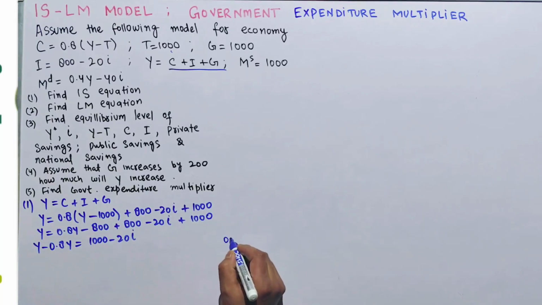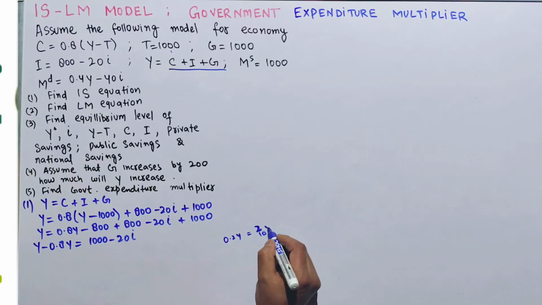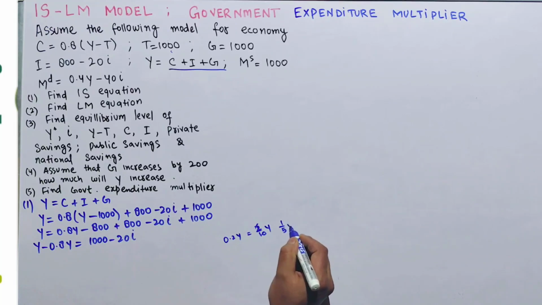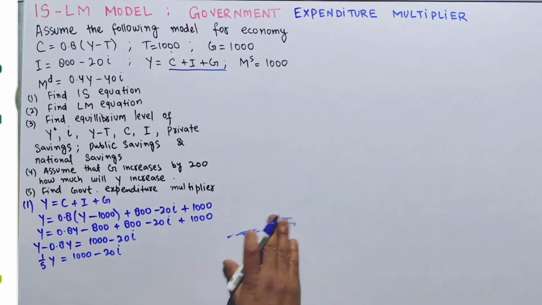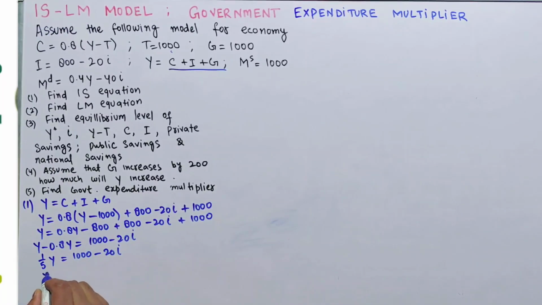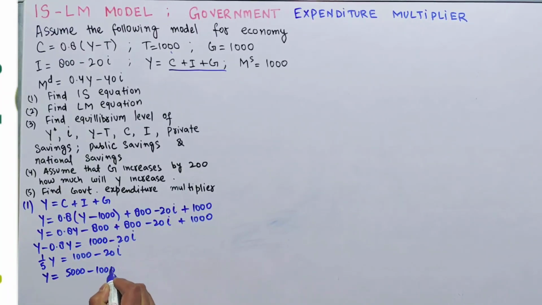Okay, so we will get 0.2y, which is equal to 2 upon 10 y, which will be equal to 1 upon 5 y. So 1 upon 5 y is equal to 1000 minus 20i, which implies y will be equal to, transposing this 5, it will get multiplied to each of these terms. So we have 5 into 1000 is 5000 minus 5 into 20 is 100i. Okay, this is actually our IS equation.